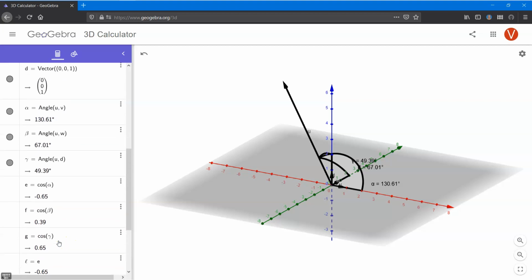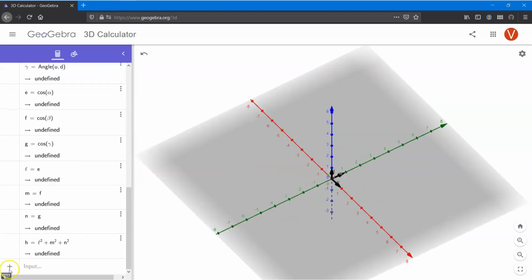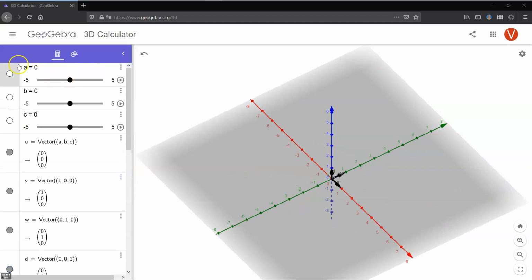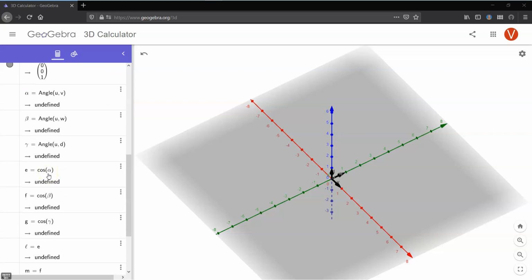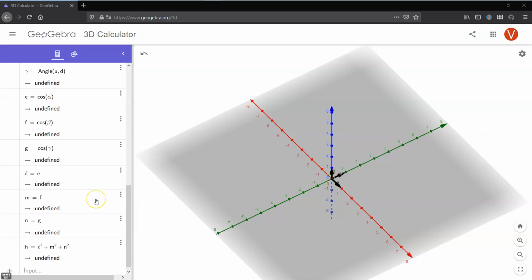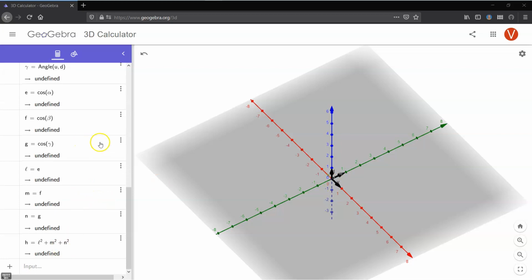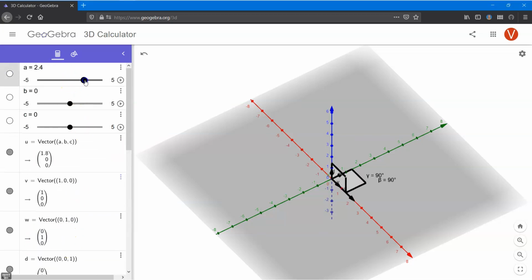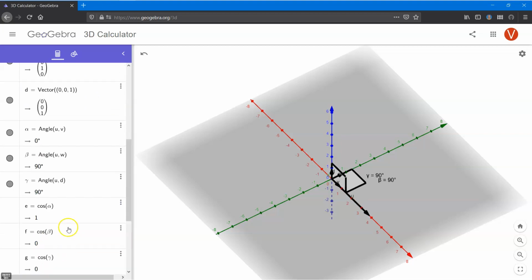The sum of the squares of the cosines will always be 1. When A, B, C are 0, the lengths become 0 on all the three axes, and cosine becomes undefined because the hypotenuse becomes 0. Or in other words, it's not a triangle anymore. So L square plus M square plus N square also becomes undefined. But the moment I put some value, you see, it will be 1.